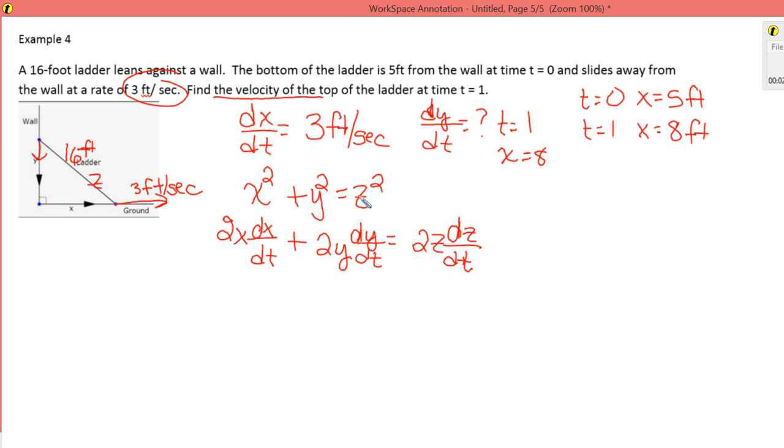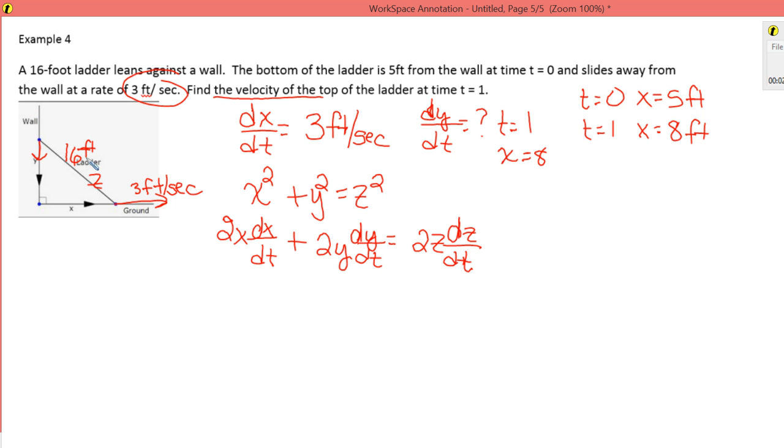Okay, so I need to know some quantities. I know x. x is 8. I know dx/dt, that's 3. I'm trying to find dy/dt. I don't know y. I don't know z, but I do know dz/dt. How do I know dz/dt?